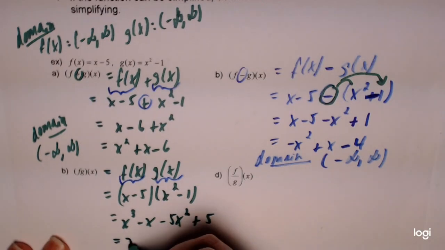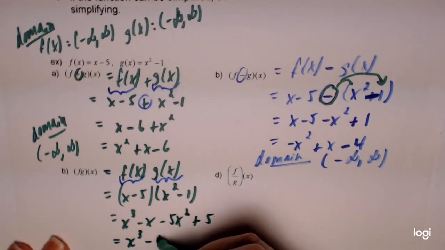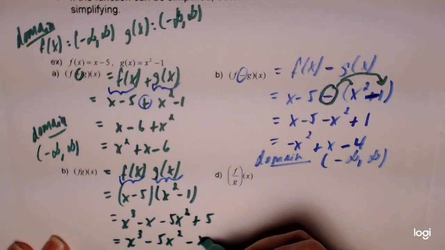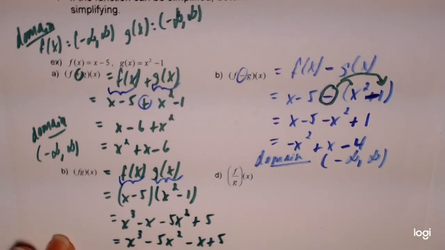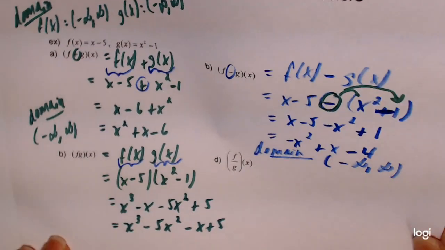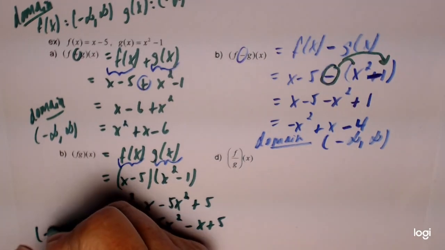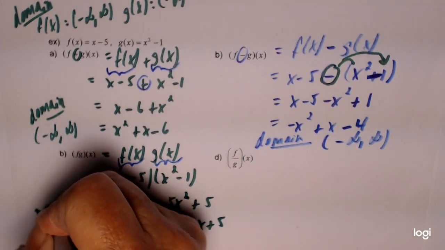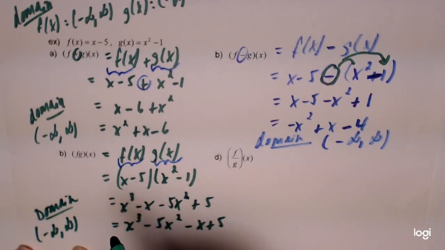And as usual, let's write these in order of exponents. And there is the new function that we have created by multiplying our f and g. And hopefully you can see our domain is just going to continue to be negative infinity to positive infinity. No need to exclude anything, because we didn't create any square roots or even roots, and we didn't create any fractions, so everything is still allowed to be in our domain.